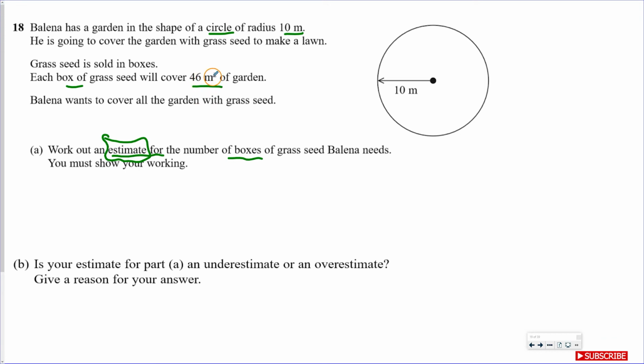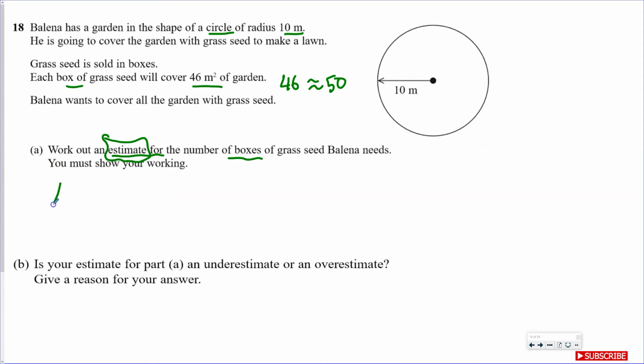And the way we do it is we round to one significant figure. So this 46 meters squared is now going to be rounded to 50. Okay, so that is one of the things you need to do. The next thing you need to do is find the total area of the garden itself.